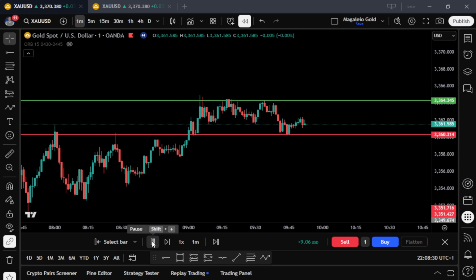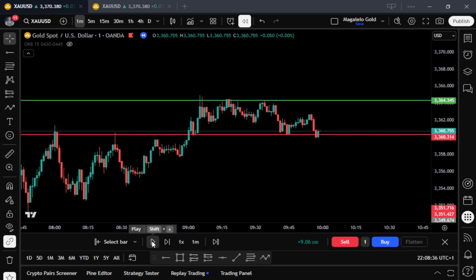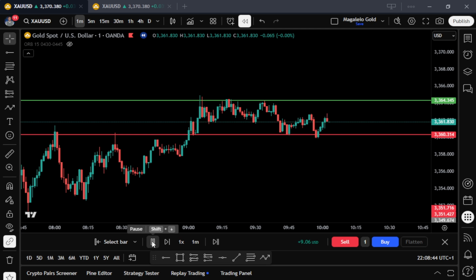So guys, let's see what's going to happen. Boom, guys, we've gotten our break. Now our retest is failing. It has failed. So we need another break and a retest.